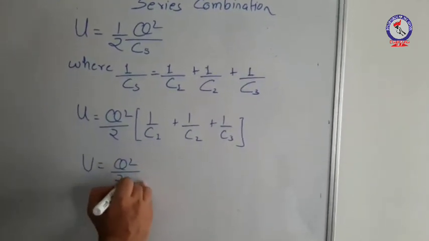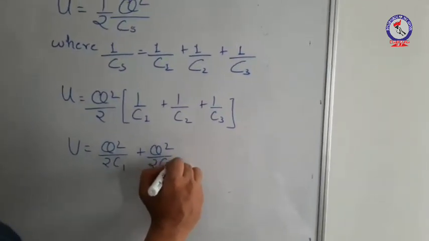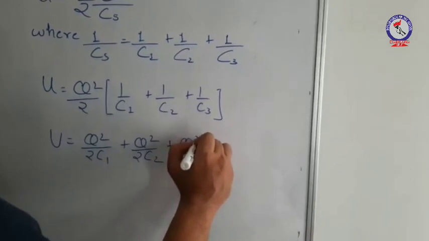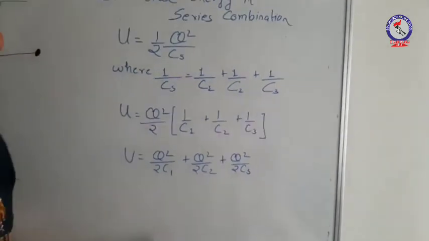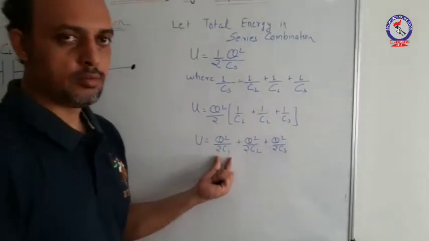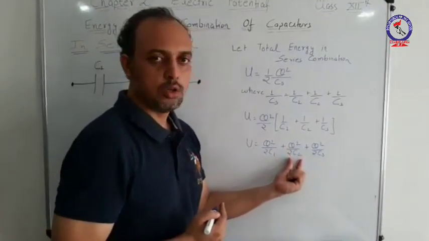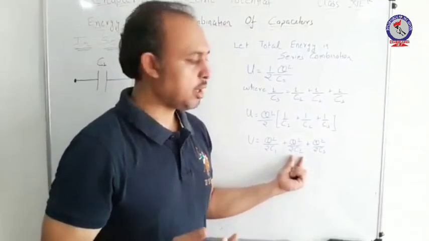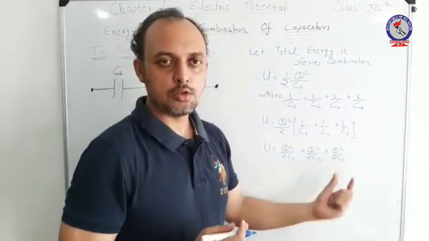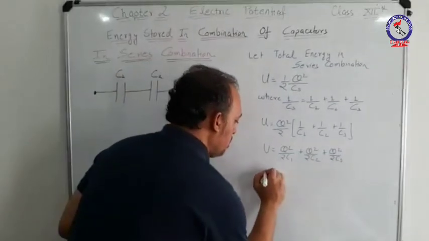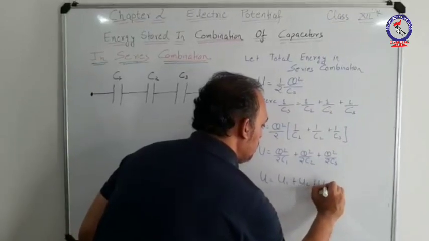you have Q square by 2C1 plus Q square by twice of C2 plus Q square by twice of C3. Now considering or assuming that Q square by 2C1 represents the energy stored in first capacitor. Similarly, Q square by 2C2 will represent energy stored in second capacitor. Similarly, Q square by twice of C3 represents the energy stored in third capacitor. Therefore, net energy can be expressed as U1 plus U2 plus U3.